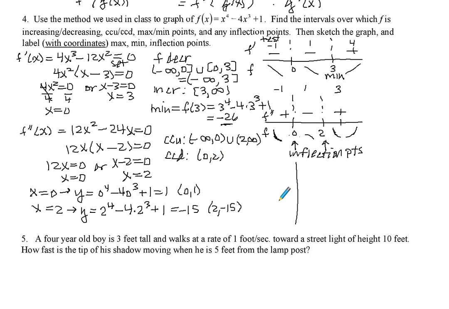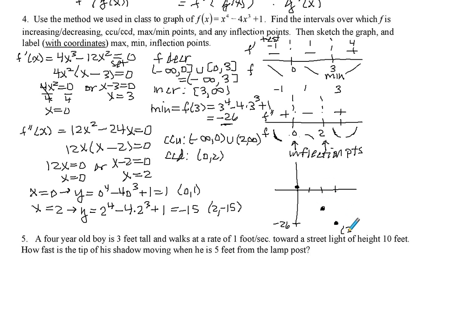Okay, now we're ready to sketch a graph here. So we have our minimum point here when x is 3 and y is -26. So 1, 2, 3, and it's going to be down here at -26. Right there. And then we've got 2 inflection points, 0, 1. So 0 left and right, 1 up is going to be about right there. And then 2, -15. So 2 to the right, 15 down, be approximately right there.